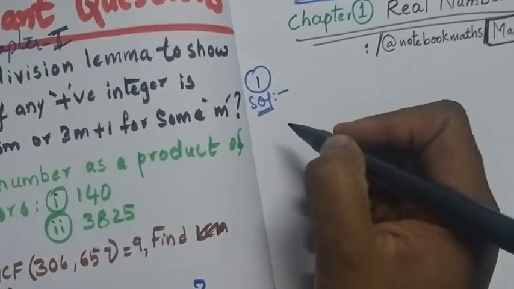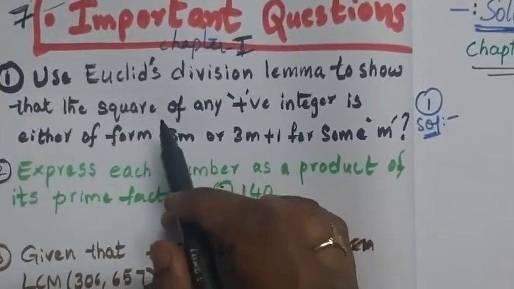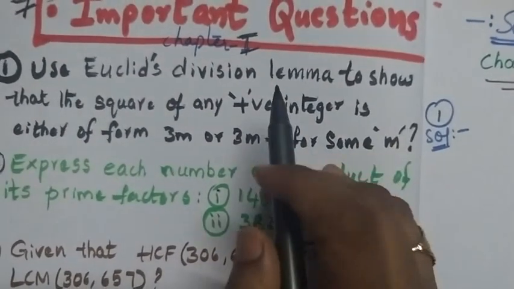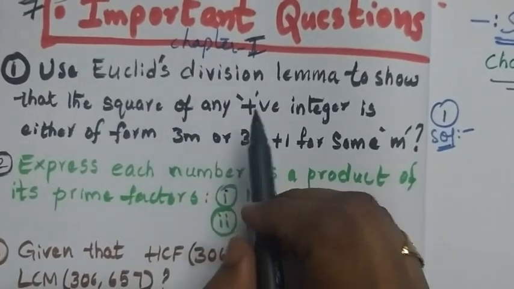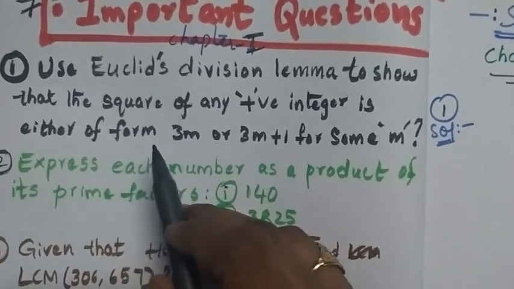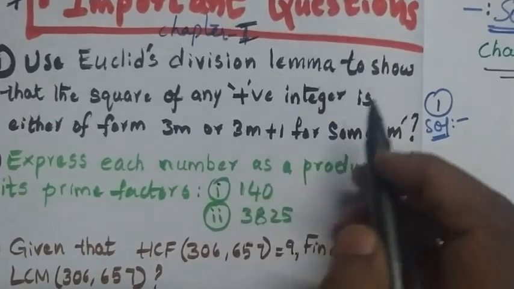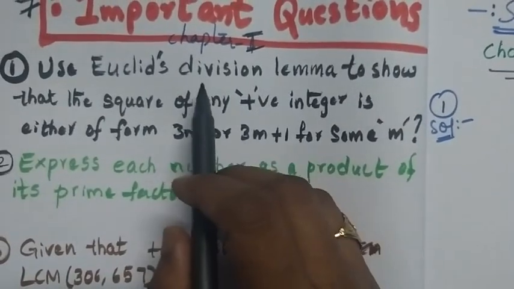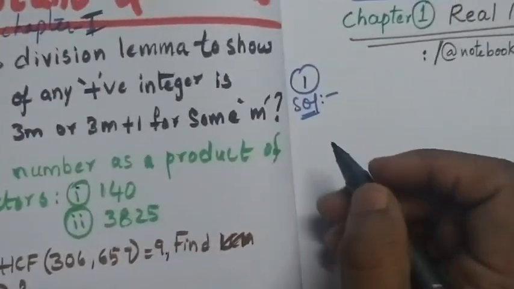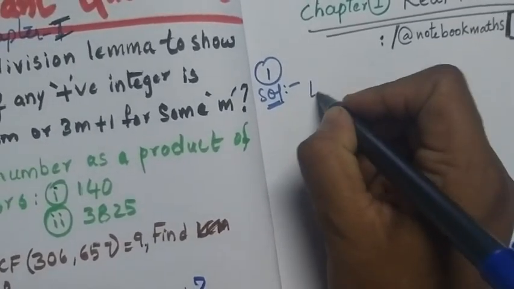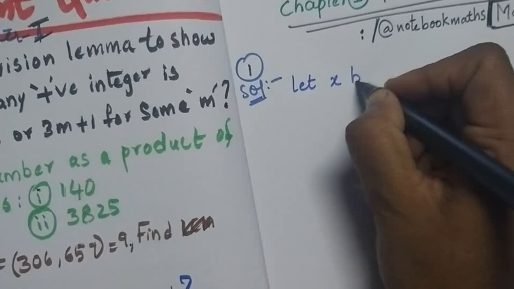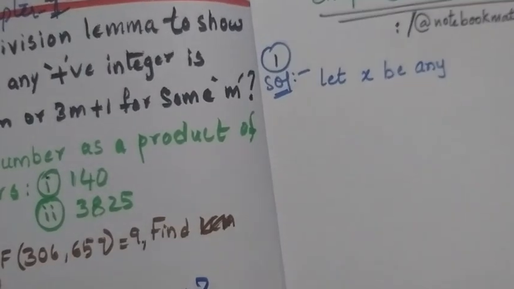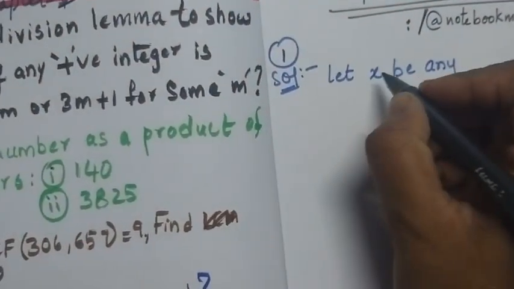I am writing the solution directly here because here is the question. So without wasting time, see here what we have to show. To show that the square of any positive integer is either of the form 3m or 3m plus 1 for some m, we have to use Euclid's division lemma, the division algorithm theorem. Let us write the solution first. You can easily understand this, it is a very easy quick revision for the 10th class board exam. So follow my answers children.